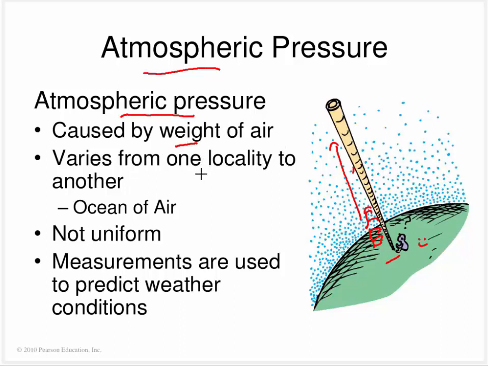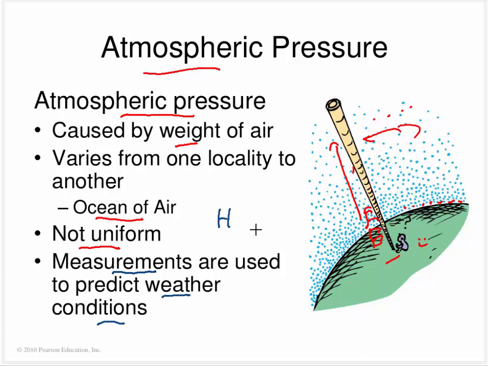One thing to keep in mind is that it's going to vary. It's going to slosh back and forth, kind of like an ocean. This ocean of air above us is definitely not uniform. It's going to be more dense down here near the surface, and less dense up here, and it's going to be sloshing back and forth. The measurements of it are actually very useful. We can predict weather conditions with it.